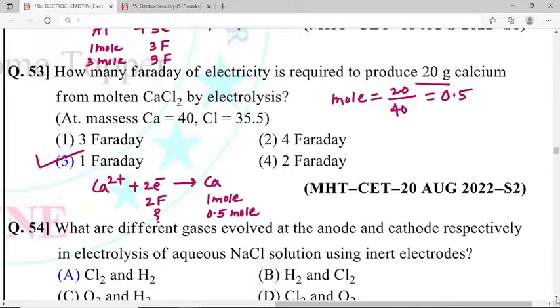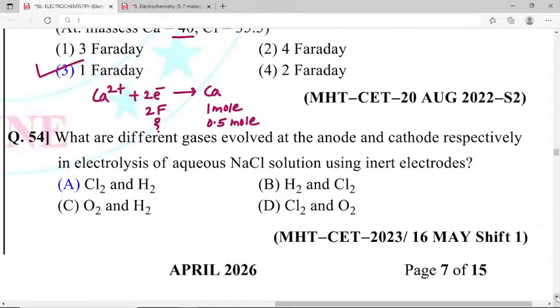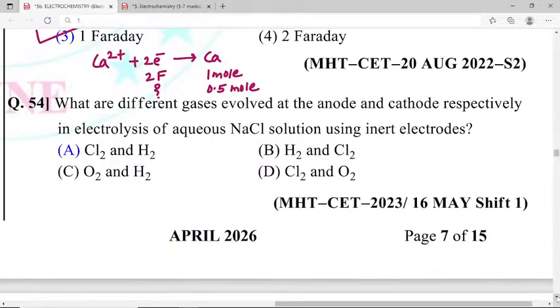To convert to moles, use mass divided by molar mass. Calcium has a mass of 40, so 20 divided by 40. What are the different gases evolved at the anode and cathode during electrolysis of aqueous NaCl? Chlorine and hydrogen.